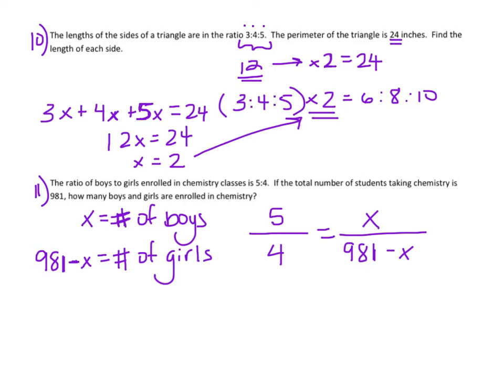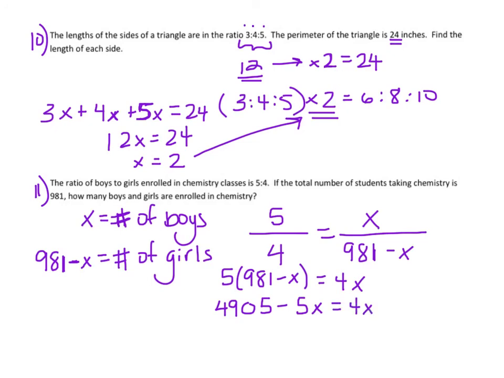So cross multiply: 5 times the quantity 981 minus x equals 4x. We're going to distribute, and I totally cheated and used a calculator, though it's not really cheating, because I kind of make the rules for this stuff as I go along. So we have 4,905 minus 5x equals 4x. We're going to add 5x to each side, and we have 4,905 equals 9x. It should come out to a whole number, so let's assume that it's going to.